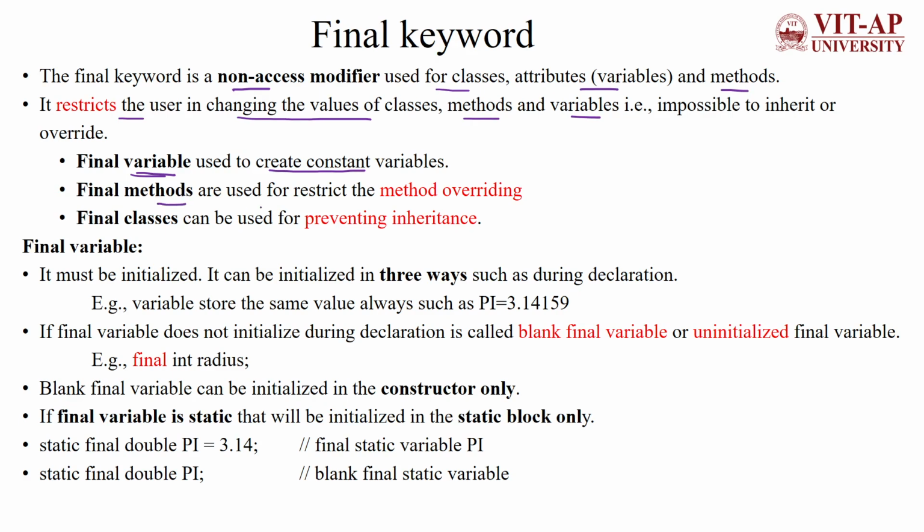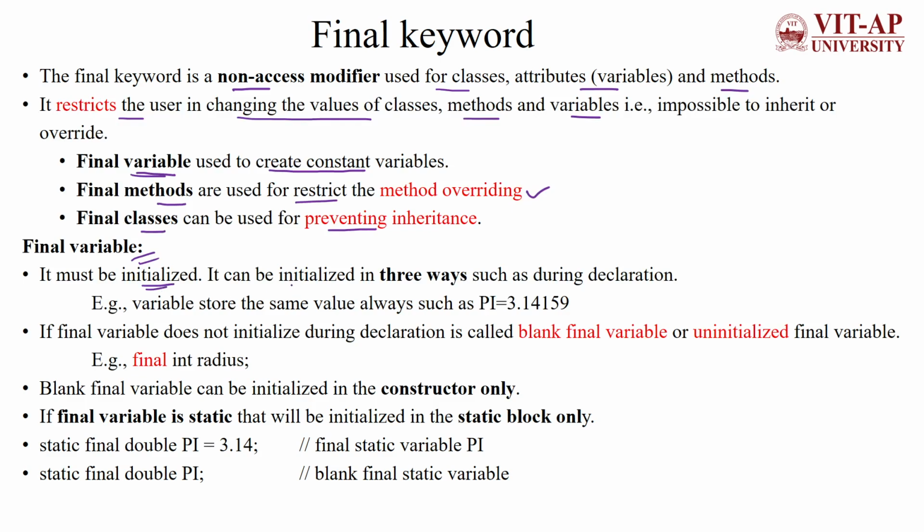Final methods are used to restrict method overriding, and when you declare a class using the final keyword, it prevents the inheritance concept. When you use the final keyword for declaring a variable, it must be initialized.